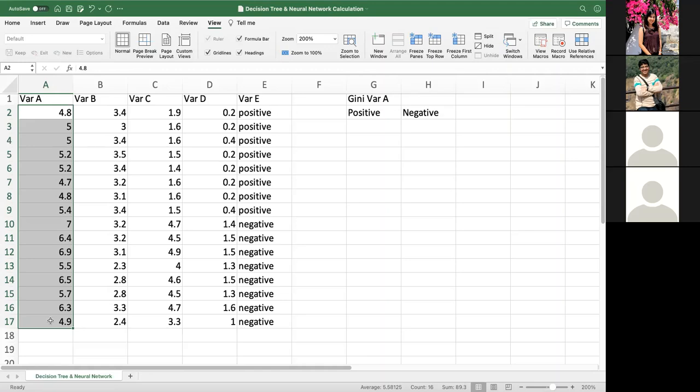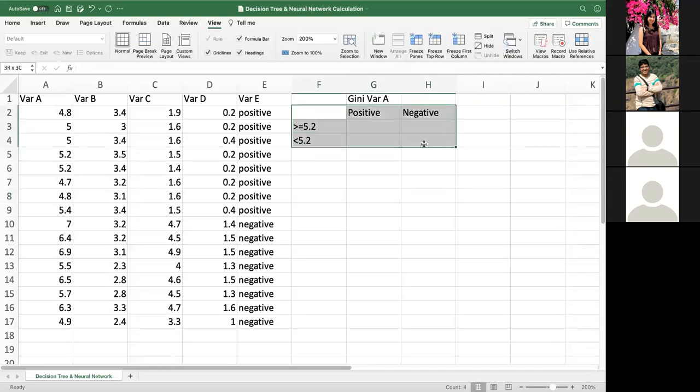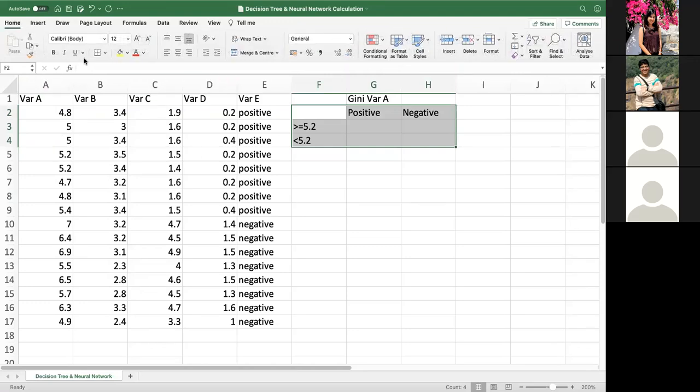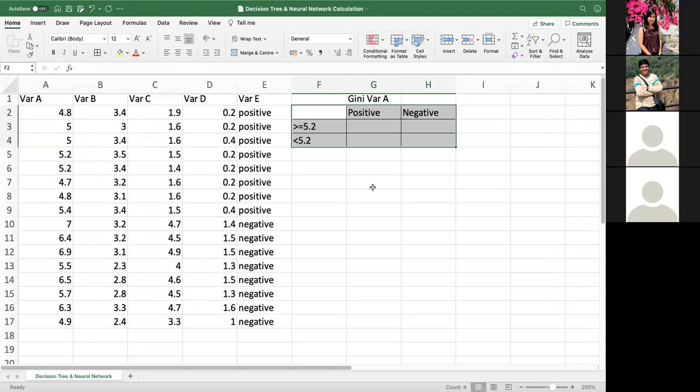The algorithm will randomly pick a value within this range. I will randomly pick it, as greater than or equal to 5.2 and less than 5.2. It is a random picking within the range, some value closer to the mean. And now it will start working.